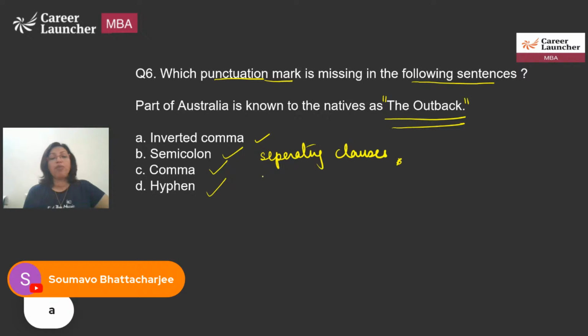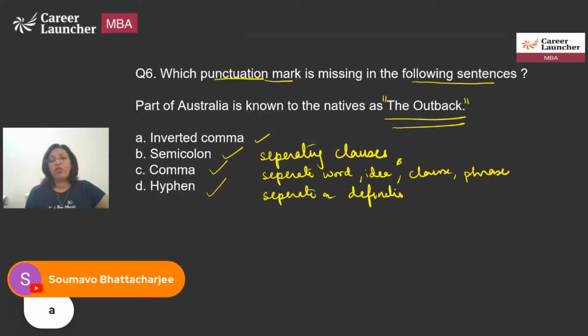A comma, of course, can be used to separate words, ideas, clauses, phrases, and so on. A hyphen is generally used to separate a definition of something. So therefore the hyphen is used there. Inverted commas, of course, you use when you wish to name something, and therefore the correct answer will be option number A.